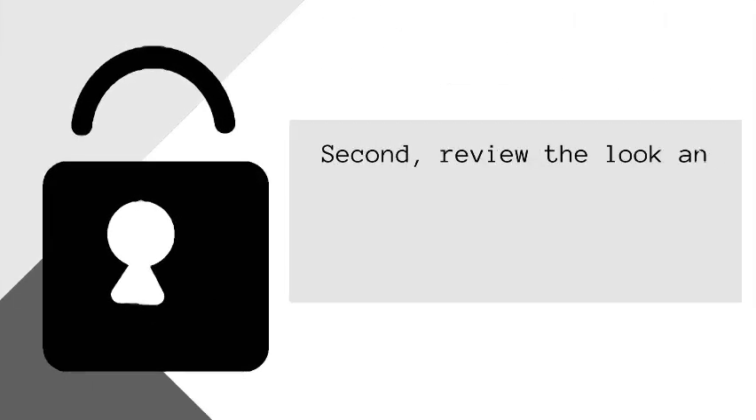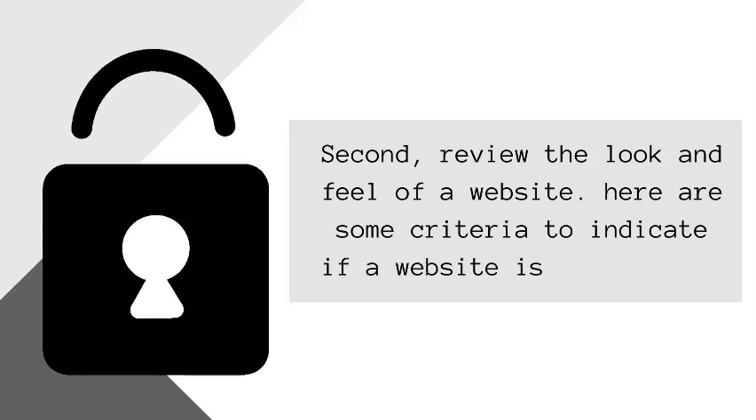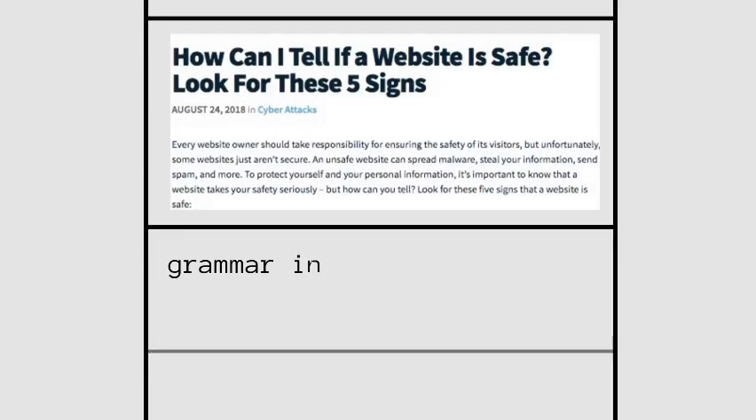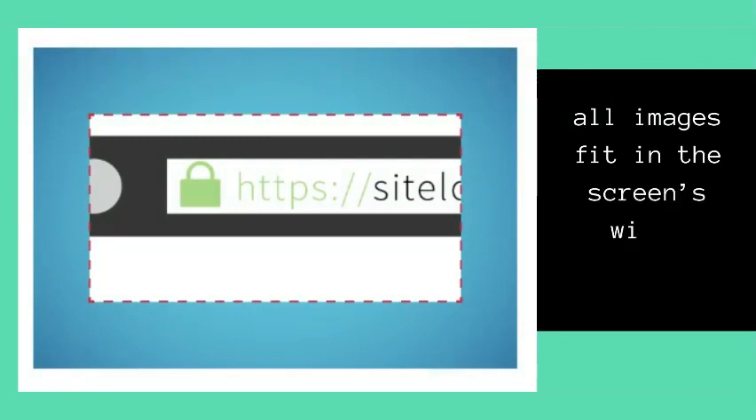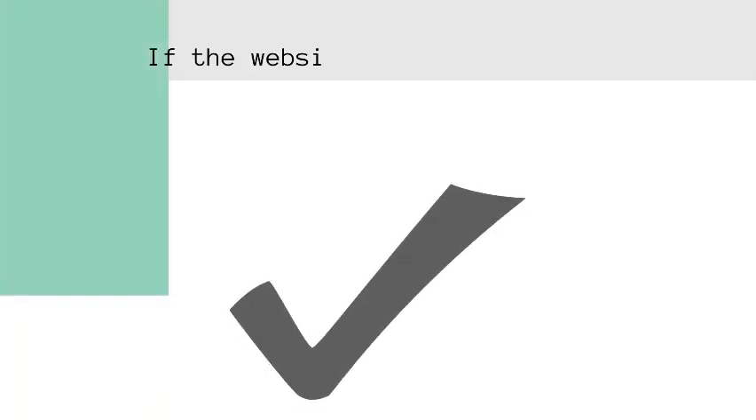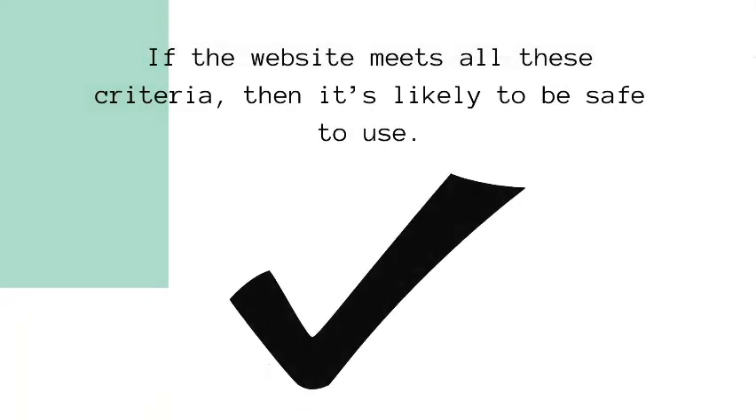Second, review the look and feel of a website. Here are some criteria to indicate if a website is safe to use. Pages look neat and are free from mistakes. Grammar in the body text and address line is consistent. All images fit in the screen's width correctly. Ads feel organic and don't obscure the main content. If the website meets all these criteria, then it's likely safe to be used.